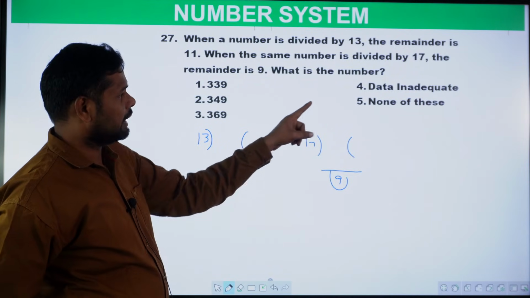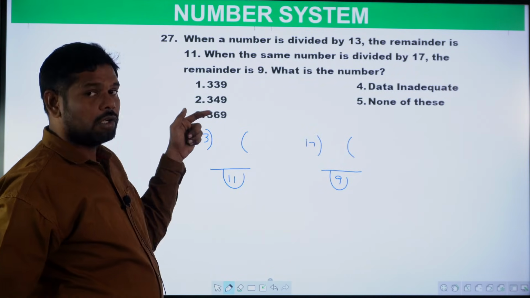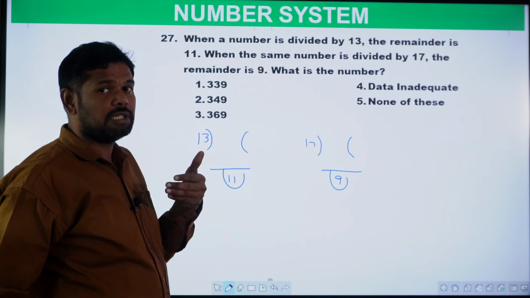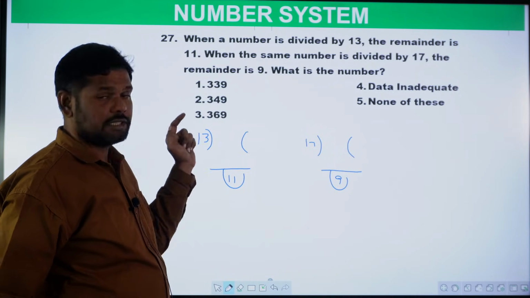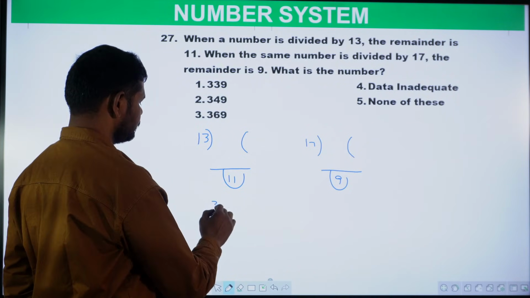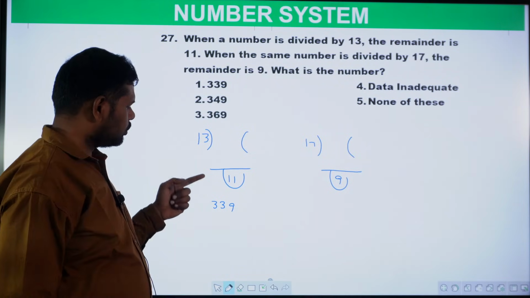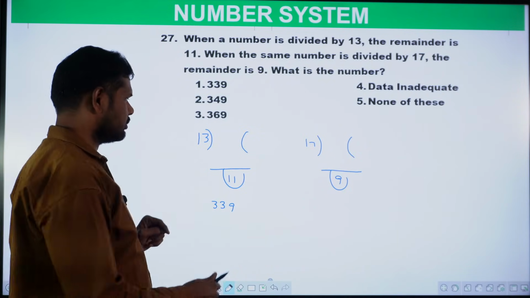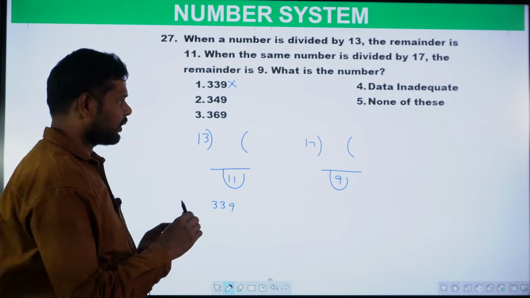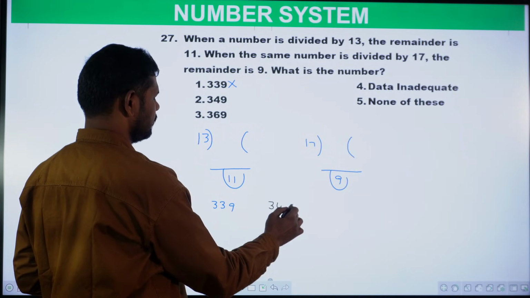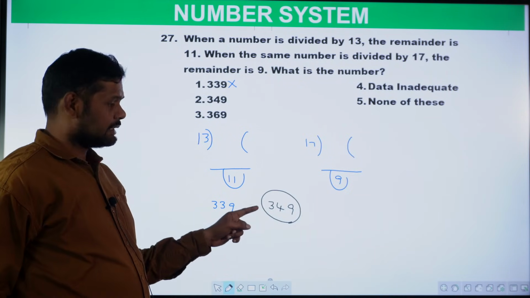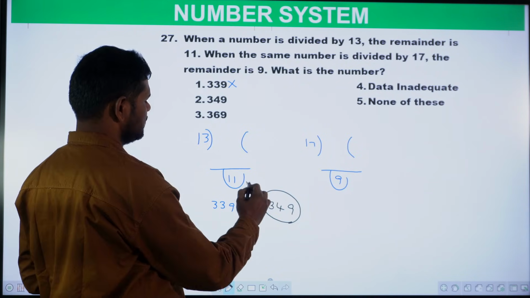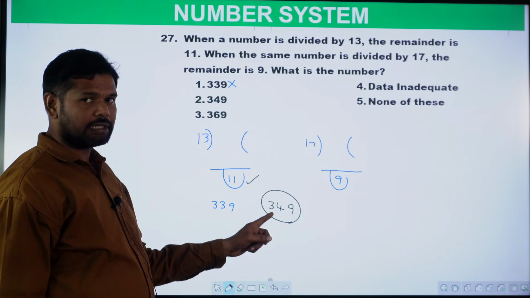But observe the options: data inadequate, none of these, and three numbers are there. You need to first verify all the options against that condition. Maybe there is a chance of satisfying it. If 339 is divided by 13, 13 twos 26, then 79, 13 sixes 78, remainder is 1. So that's why it is not possible. Then 349: 13 twos 26, 89, 13 sixes 78, remainder is 11. This condition is satisfied.